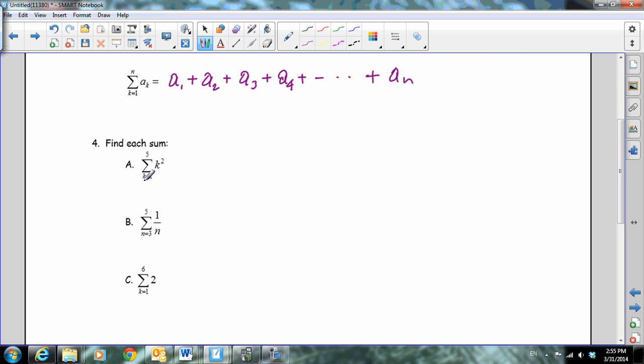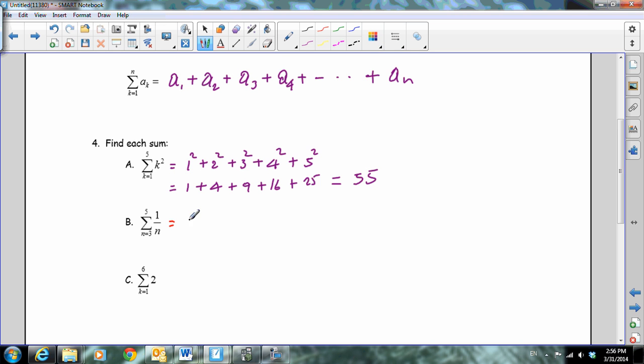Find each sum. This one starts at 1, ends at 5 of k squared. So this is actually equal to, in case I plug in 1, I will have 1 squared plus 2 squared plus 3 squared plus 4 squared and plus 5 squared. And if you add them all up, you get 1 plus 4 plus 9 plus 16 plus 25, and the total should give you 55. I'll do the same thing this time with b.